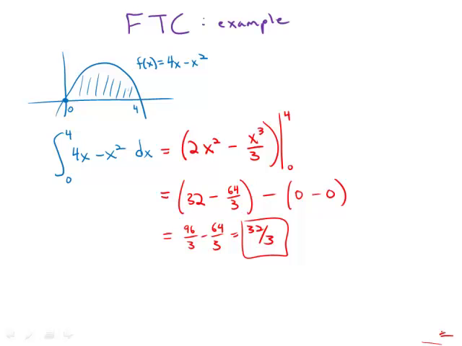And this number, 32 over 3, is the exact area of this function, the area under that curve from x equals 0 to x equals 4. And we found this using the fundamental theorem of calculus.